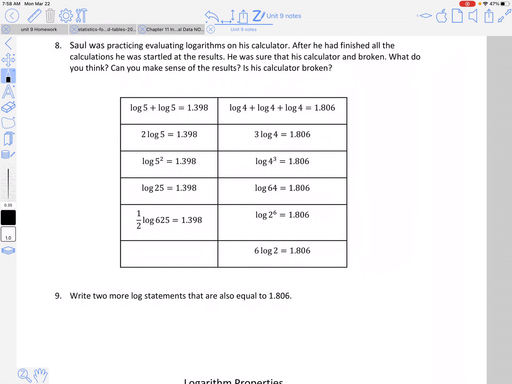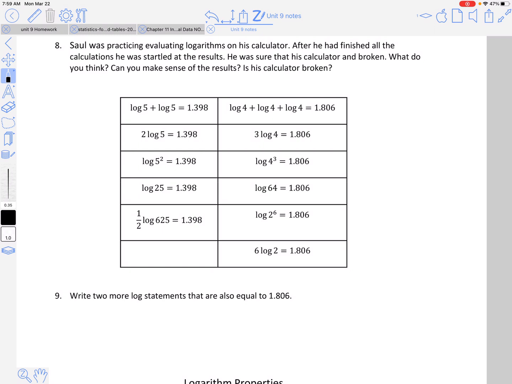Saul was practicing evaluating logarithms on his calculator. After he had finished all the calculations, he was startled at the results. He was sure that his calculator was broken. What do you think? So why was he getting the same thing over and over and over? What's going on, right?